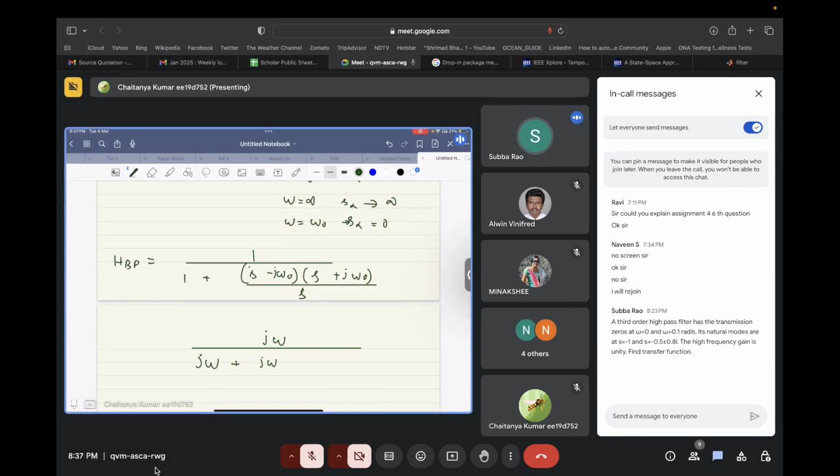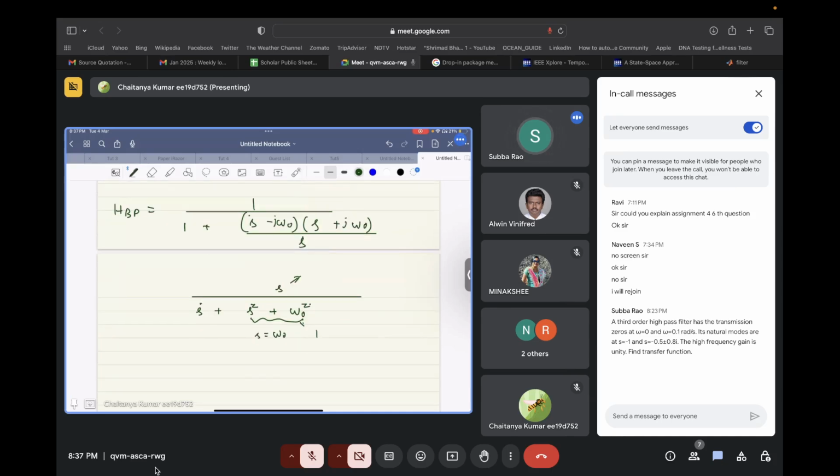So first of all, let's evaluate this, and then we will evaluate the other term also. So what we have, S upon S square plus omega naught square. Okay. So this is actually band pass only, right? So at very low frequencies, it will be 0. At s equal to omega naught, this term will become 0 and S by S will be equal to 1. H band pass will be equal to 1, and at S tending to infinity, S square will go to infinity, so H band pass will become 0 again.